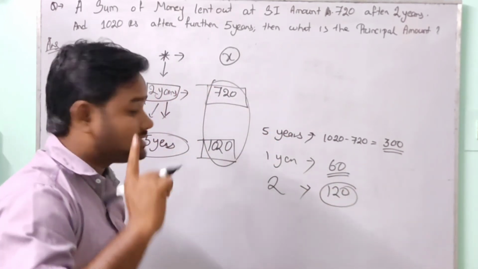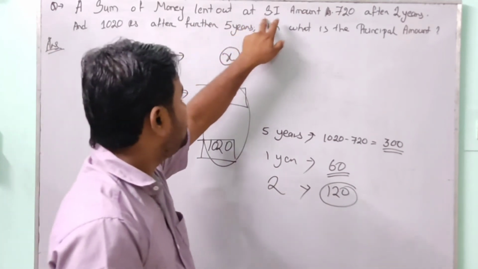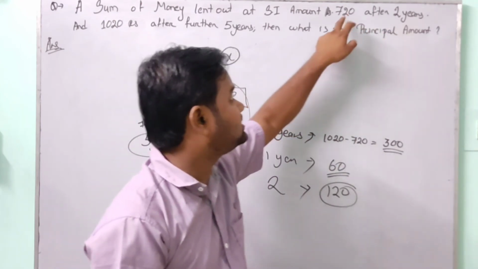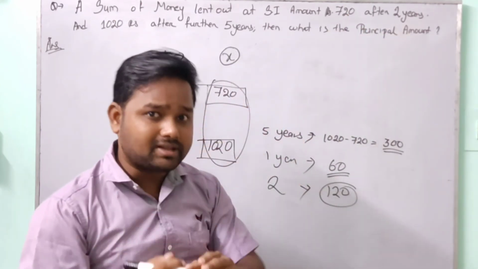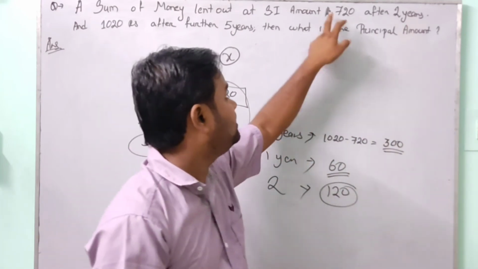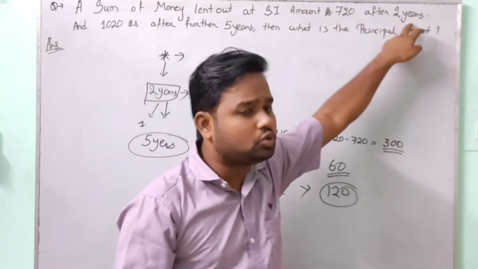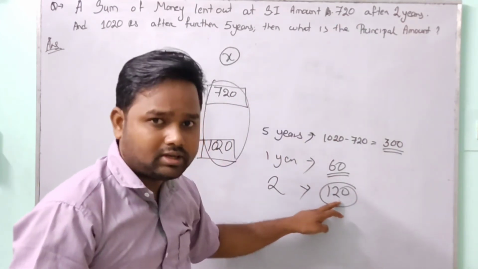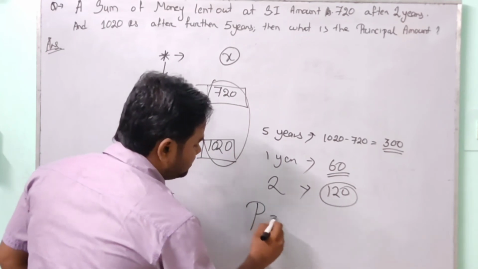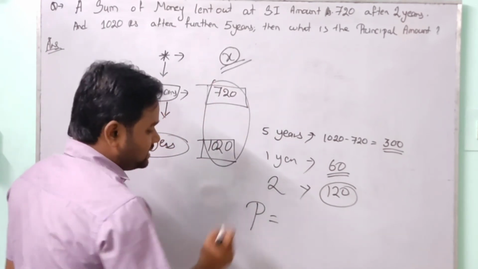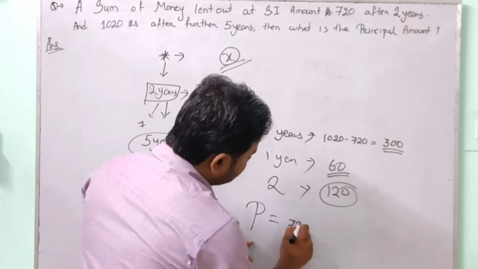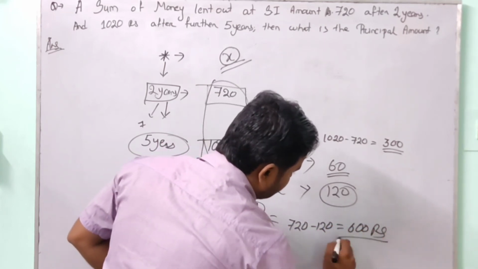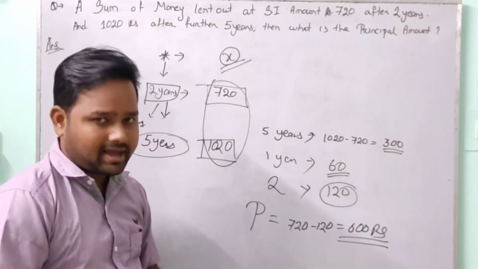And let's go to the first part. In the first part, the simple interest amount is 720 after 2 years. That means after 2 years the value is 720. So before 2 years, that means the present value, what is the value? The value will be the total amount minus the interest of the 2 years. Total amount is 720 and the interest for 2 years is 120. So the present value, which I called x, will be 720 minus 120, which is equal to 600 rupees. So 600 rupees will be the answer.